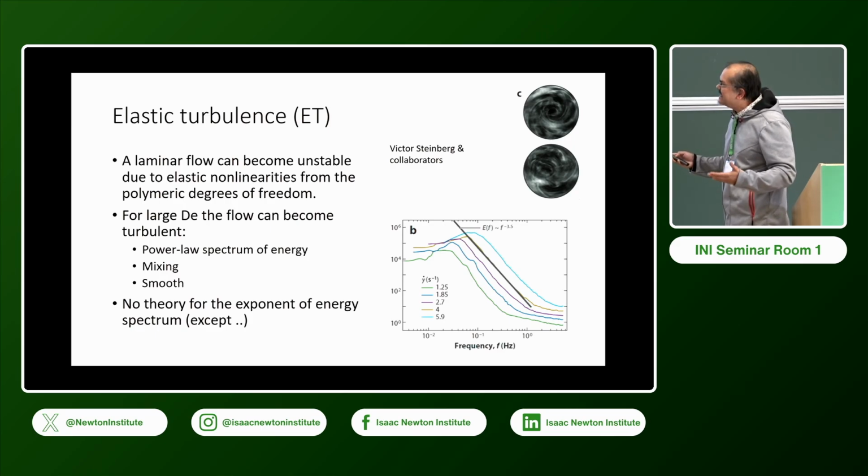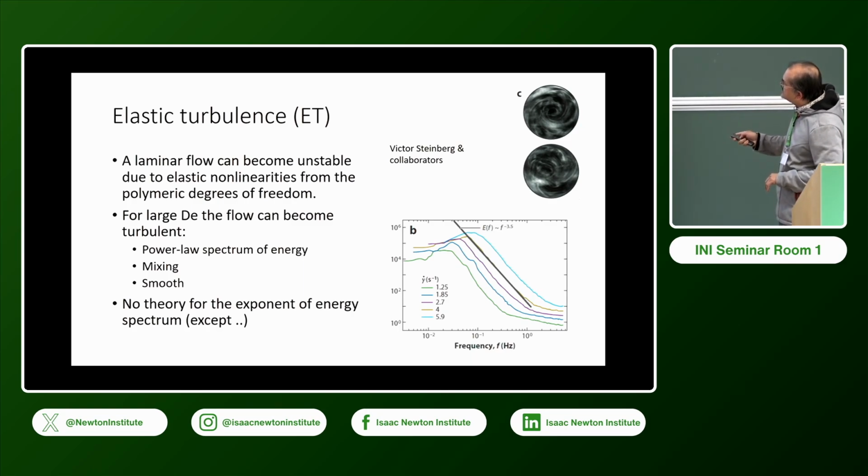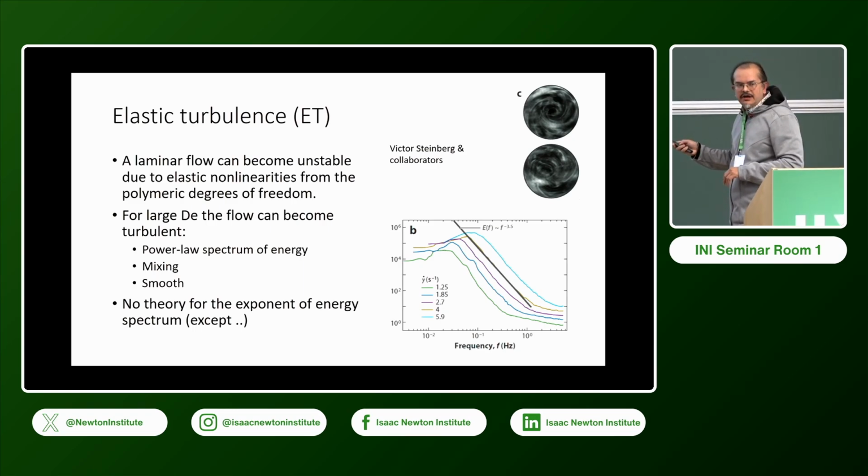Now, turbulent in what sense? One is it has a power law spectrum of energy. It is mixing, but it is smooth. There is no theory for the exponent of the energy spectrum except certain inequalities and various attempts I am not going to get at. But interestingly, these results are from Victor's paper quite some time back, where he was calculating the energy spectrum by measuring the energy in time at one point in the flow. And from that, what he gets is an exponent of frequency to the minus 3.5 over not a very large range.